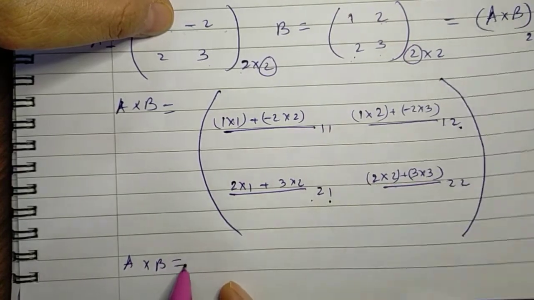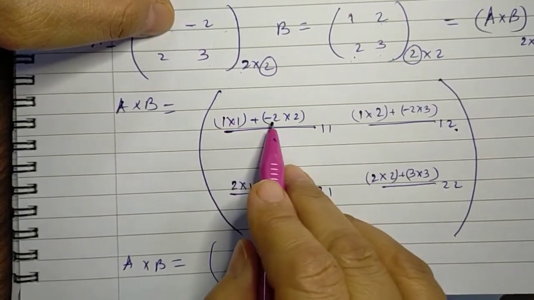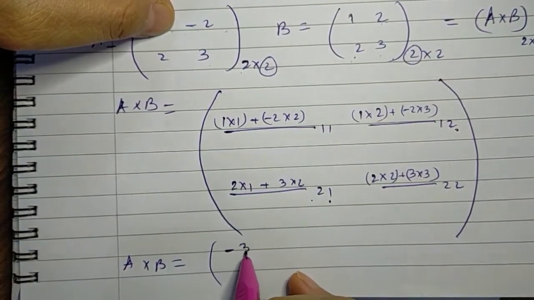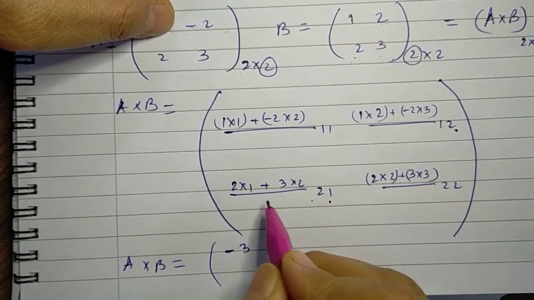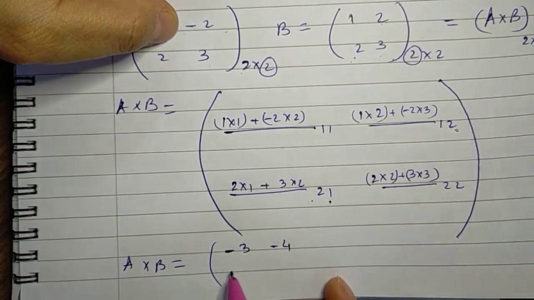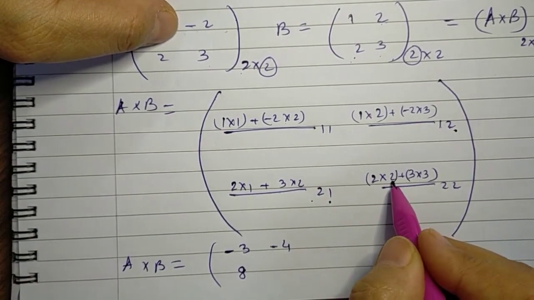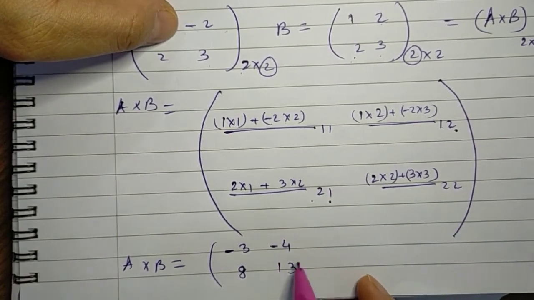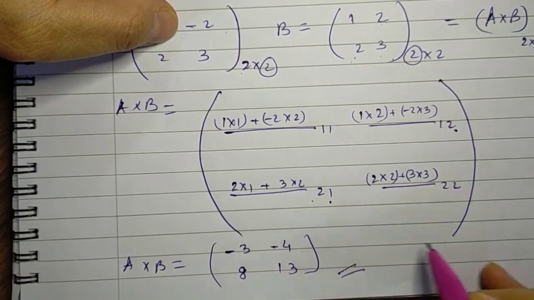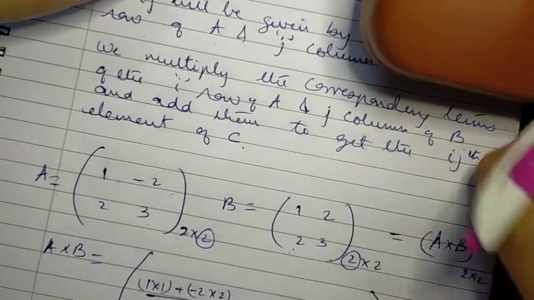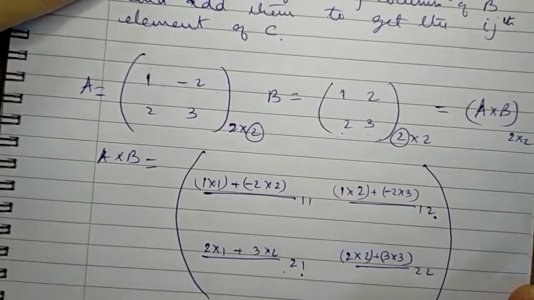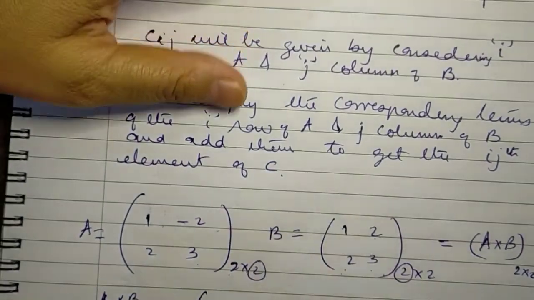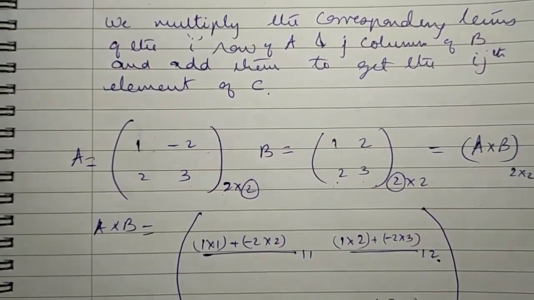So A cross B comes out to be 1 minus 4, that is minus 3. This is 2 minus 6, which is minus 4. This is 2 plus 6, which is 8. This is 4 plus 9, which is 13. This is the answer. In this manner you can try out all questions of exercise 3.1 and 3.2, and then we will continue in our next video. Thank you.